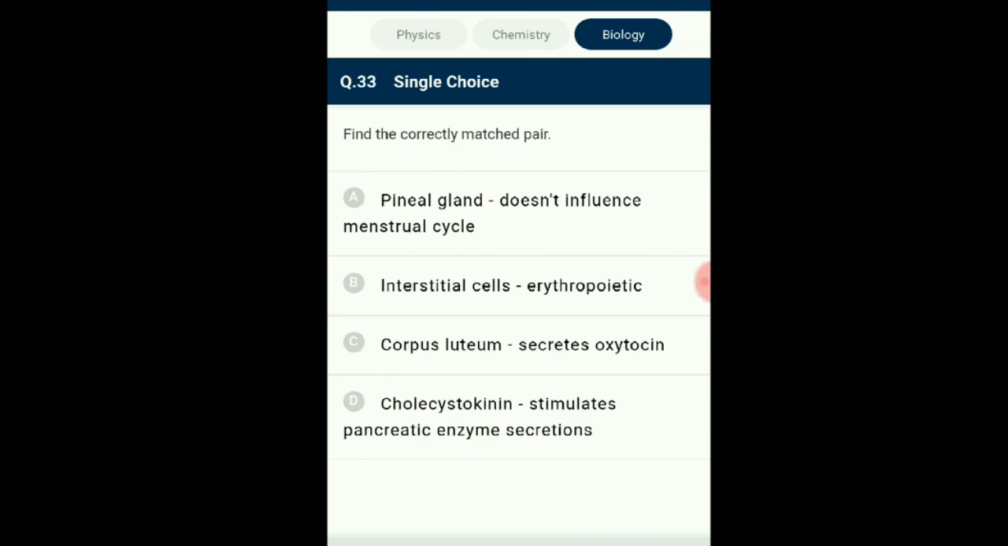Question number 33. Find the correctly matched pair. Cholecystokinin is generally called CCK, one of the four major peptide hormones secreted by endocrine cells present in different parts of the gastrointestinal tract, and acts on both the pancreas and gallbladder. The CCK stimulates the pancreas and gallbladder to secrete pancreatic enzymes and bile juice respectively. So the answer is option D. Cholecystokinin stimulates pancreatic enzyme secretion. That is the correctly matched pair.